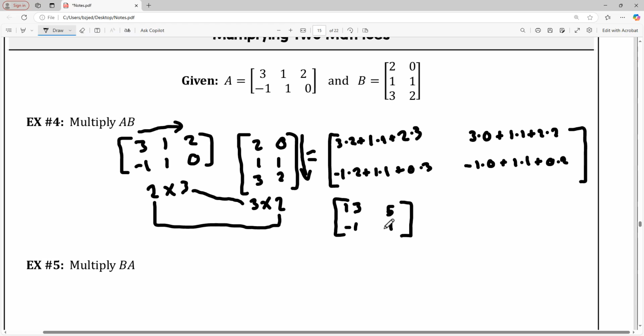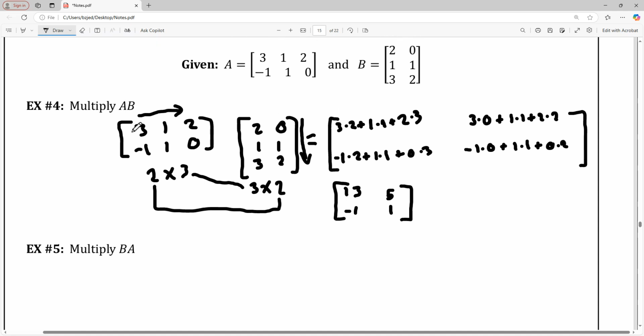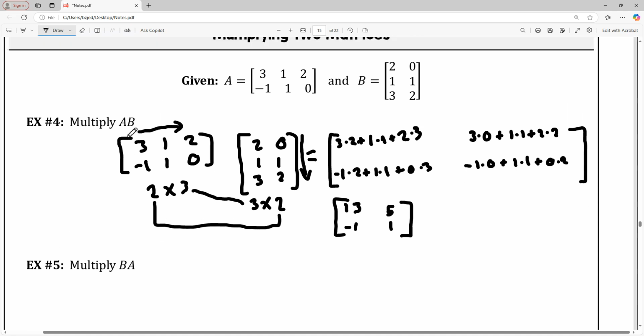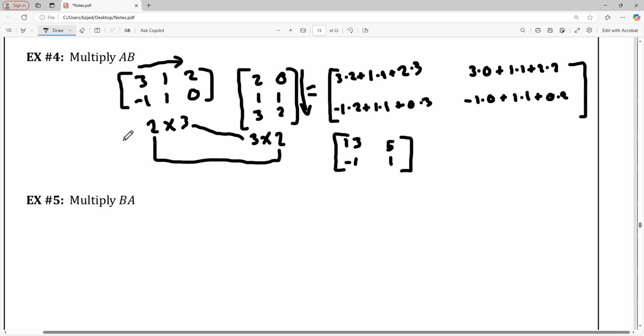Okay, so that was a lot. Now here's the interesting idea though. That was A times B. What if I did B times A? Everything we've ever learned in math class up to this point has taught us that A times B should be the same thing as B times A. But with matrices, that's not necessarily the case. With matrices, B times A is not necessarily the same thing as A times B. And here's what I mean by that.